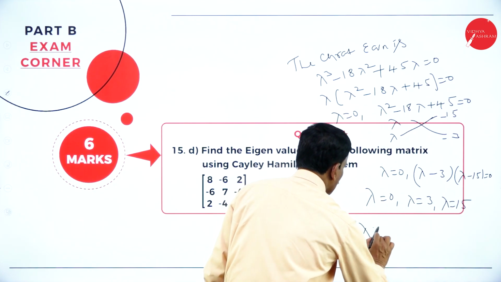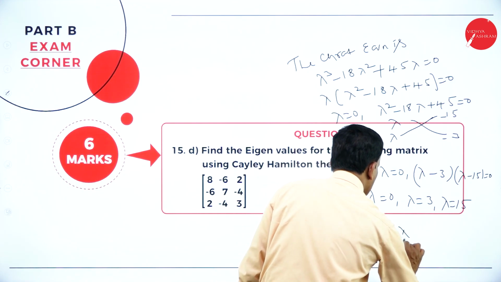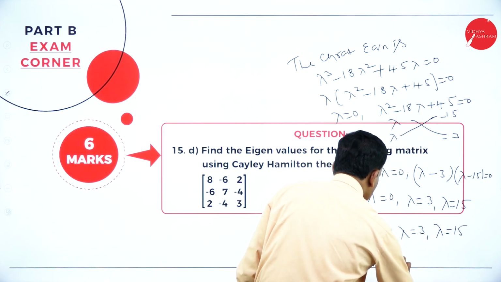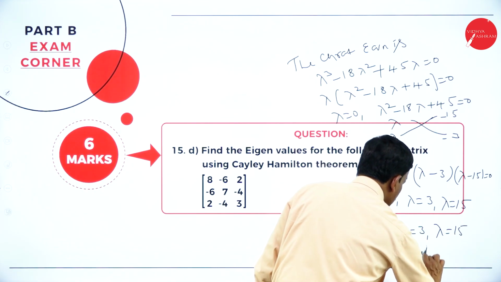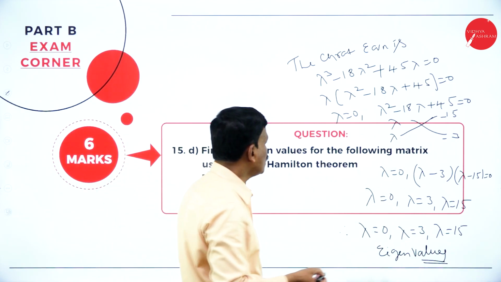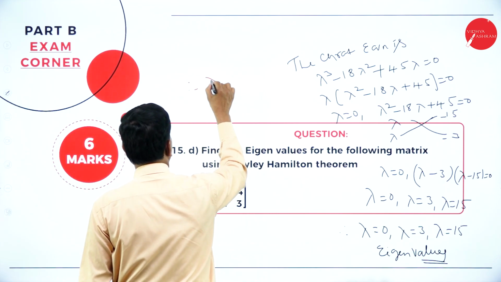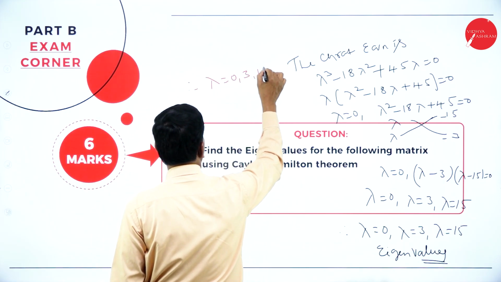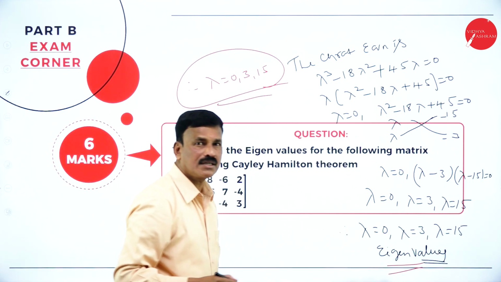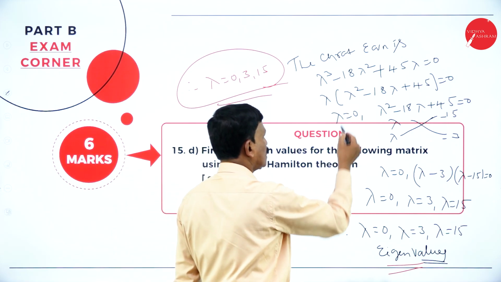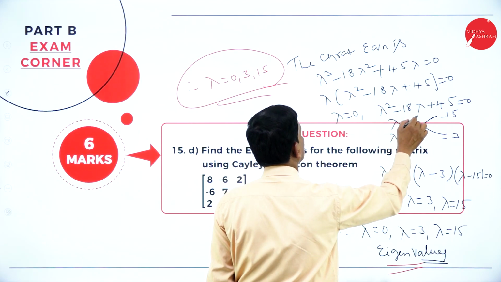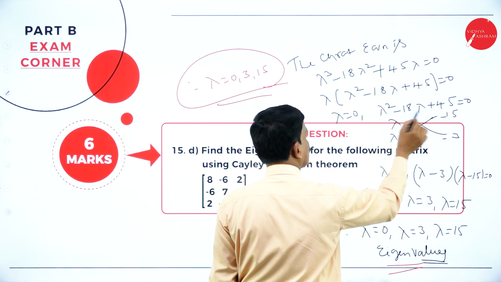So therefore lambda is equal to 0, lambda is equal to 3 and lambda is equal to 15 are the eigenvalues. These are the eigenvalues. So what are the eigenvalues? Therefore the eigenvalues for this matrix are lambda is equal to 0, 3, 15. These are called the eigenvalues. Very simple. See here, just take lambda as a common factor, lambda into lambda square minus 18 lambda plus 45 is equal to 0. This is a quadratic equation.